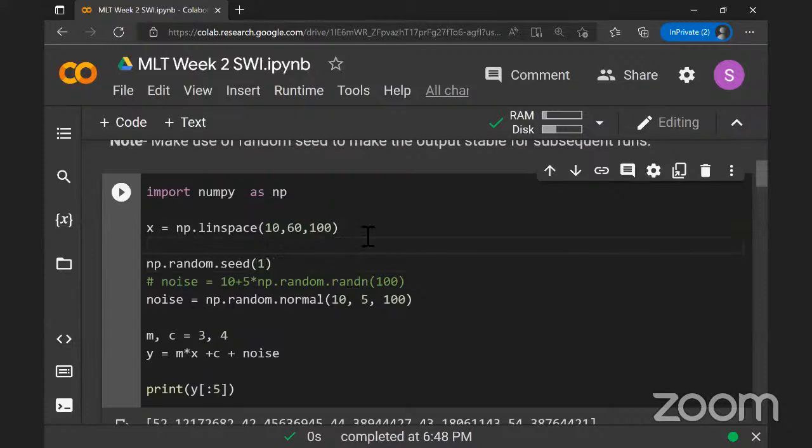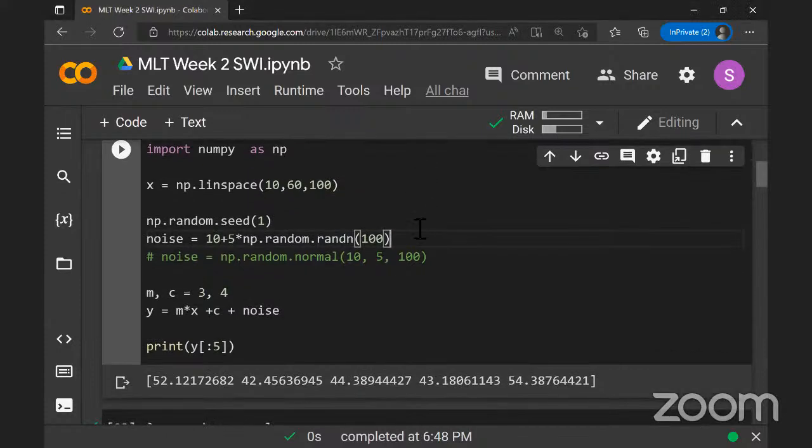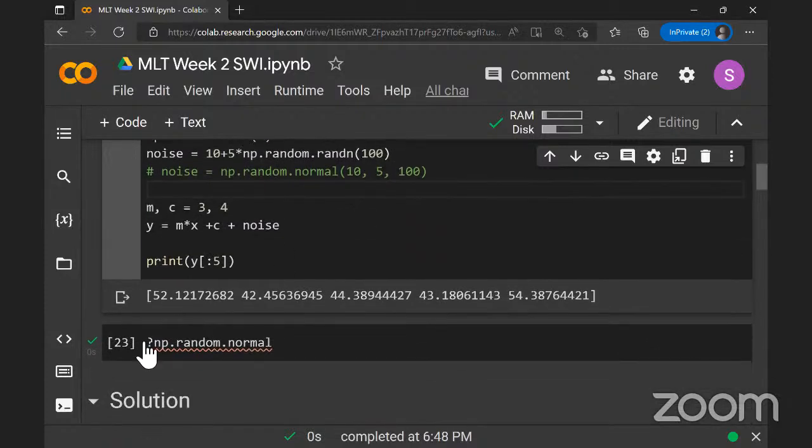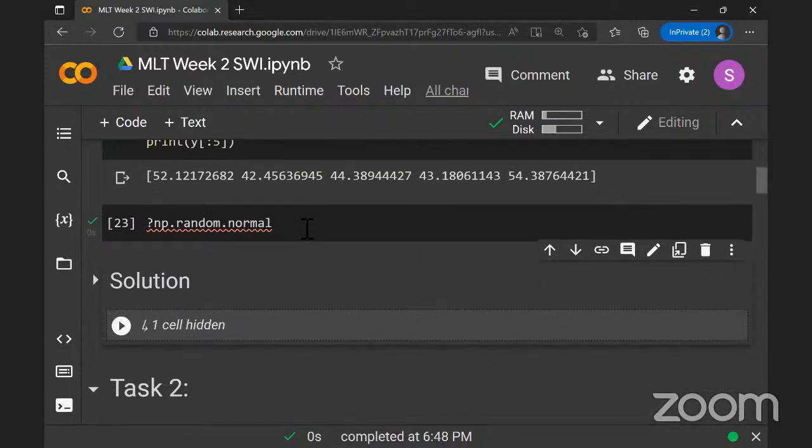Sir, the first noise function you have written, is it coming from the standard normal conversion formula, x minus mu divided by sigma? Yeah, it is coming from the standard normal distribution. Right. Any further questions? Okay. Since there are no further questions, proceed with the next question.